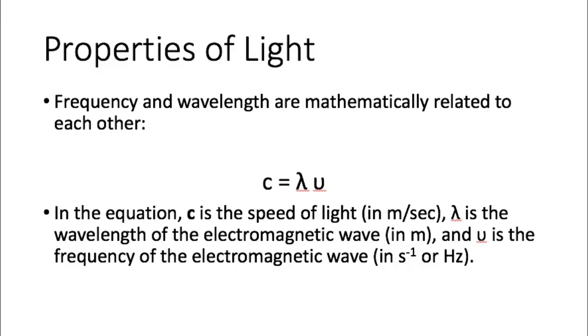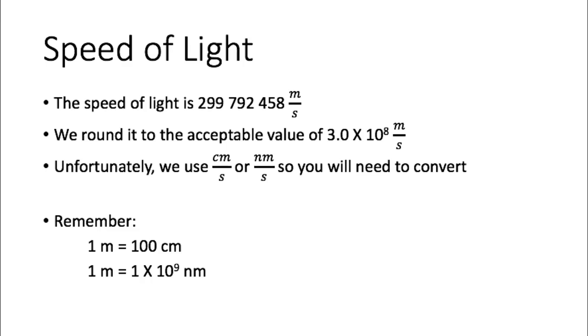So the speed of light is shown here, and it's in meters per second, but we round it to an acceptable value of 3 × 10⁸ meters per second. But in a lot of our problems, we're going to be using centimeters per second or nanometers per second. So that means we need to convert. So some conversion factors to help you: 1 meter equals 100 centimeters. 1 meter equals 1 × 10⁹ nanometers. You probably want to make a note of these in your notes because we'll be using them throughout this chapter.